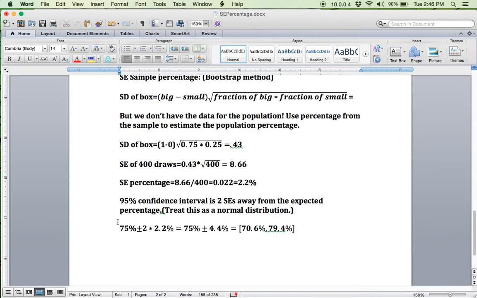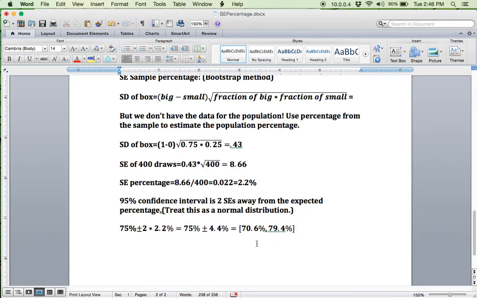So the expected percentage is 75%. The SE is 2.2%. So we want plus 2 times 2.2 and then minus 2 times 2.2. That will be our interval. So 75% plus or minus 2 times the SE, which is 4.4%. When you add and subtract, you get an interval from 70.6% to 79.4%.